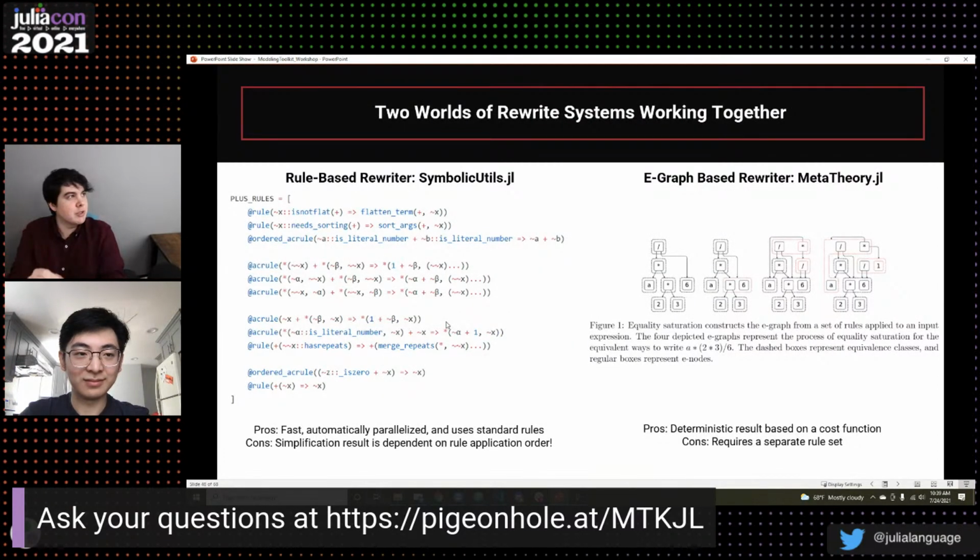I'm not going to go too much into different rewrite systems, but the way that all of the rule handling and simplification is actually all written in Julia itself. These pieces, SymbolicUtils and Metatheory.jl, and so you can always extend the simplification rules as you want, and all this is built as a pure Julia stack.